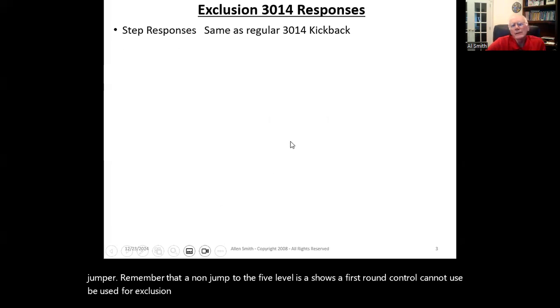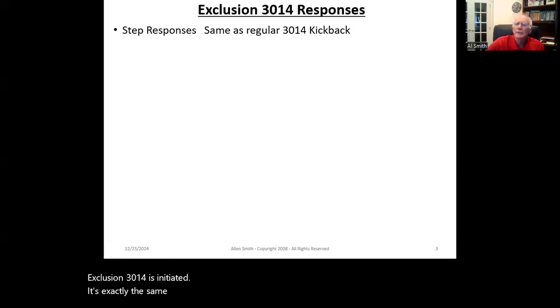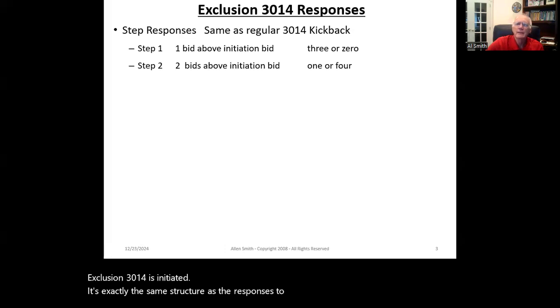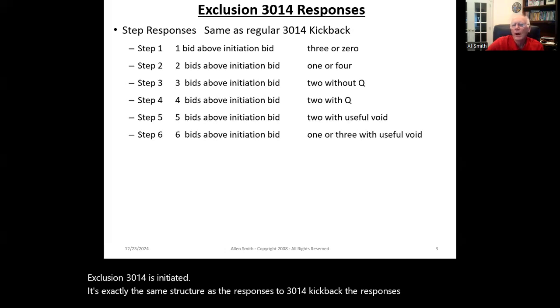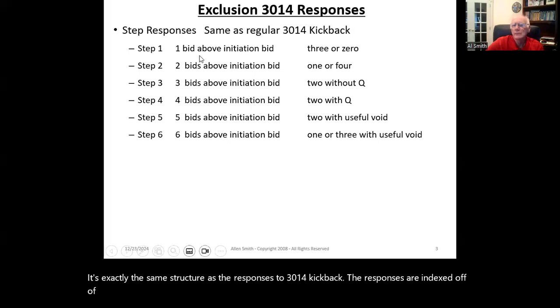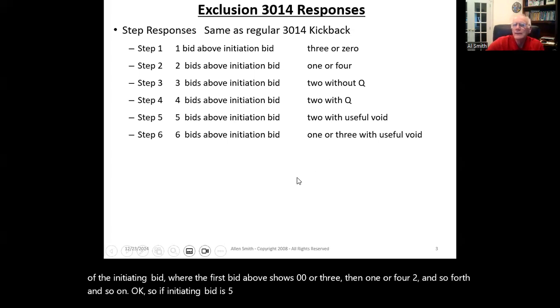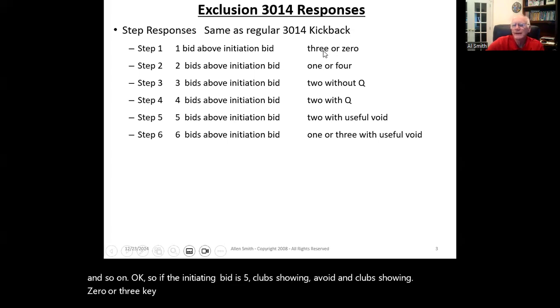Now let's look at the structure of the responses once Exclusion 3014 is initiated. It's exactly the same structure as the responses to 3014 kickback. The responses are indexed off of the initiating bid, where the first bid above shows 0 or 3, then 1 or 4, 2, and so forth. So if the initiating bid is 5 clubs, showing a void in clubs, and partner has 0 or 3 key cards, the answer would be 5 diamonds.